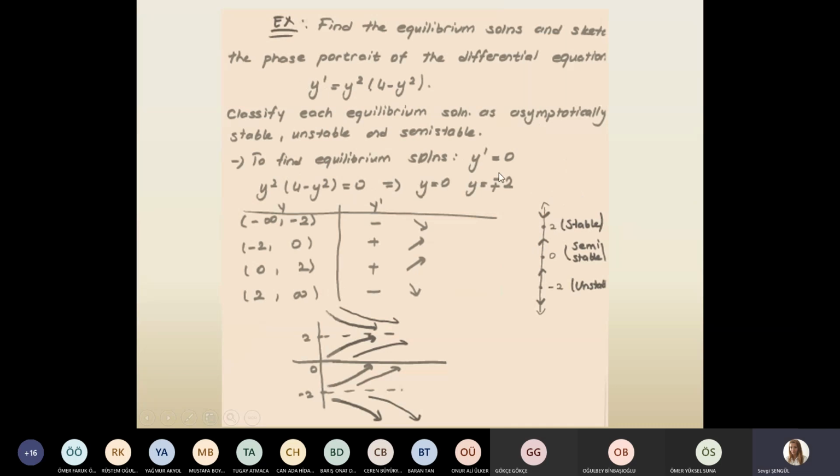No? Okay. Let's look at this example. Okay, great. Look at the equation.